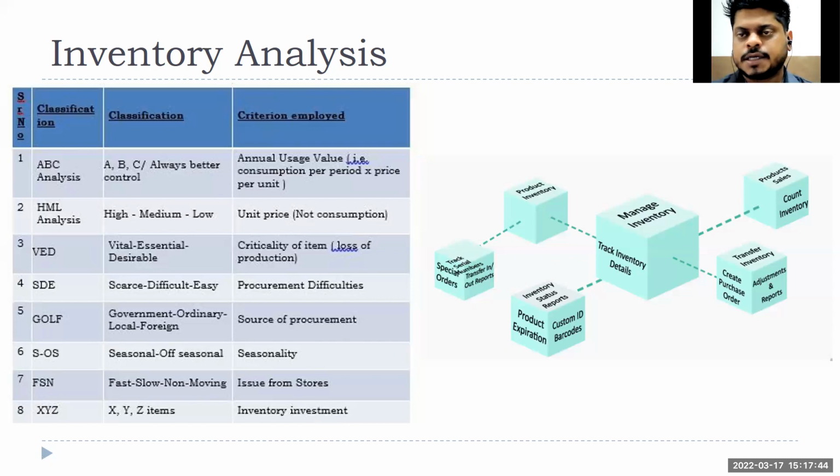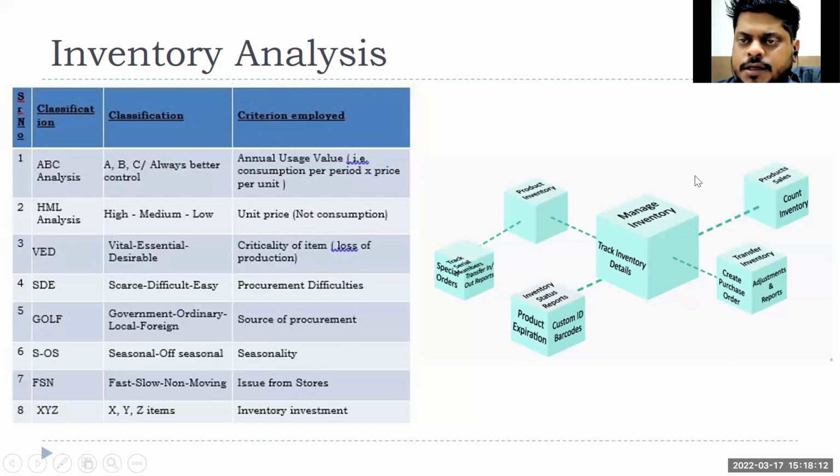Let's say you are selling frozen foods. You need refrigerated racks where you can display the items, and customers can come, see, and purchase them. That needs additional inventory investment. Clothes and normal items, like daily regular items, you can store anywhere. You do not need additional inventory investment. So according to that also, you can categorize what kind of inventory you have.